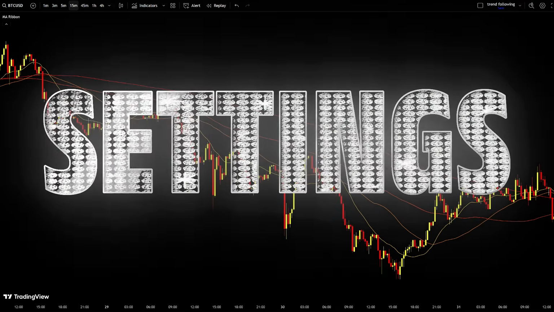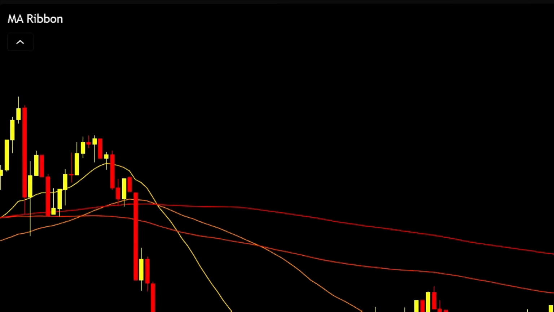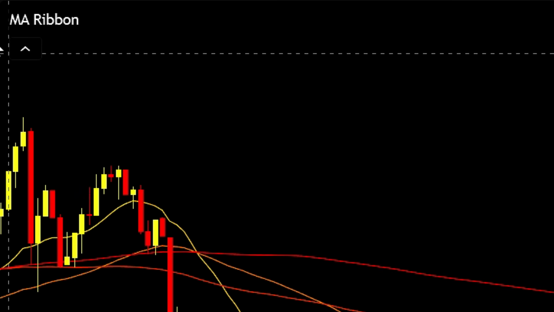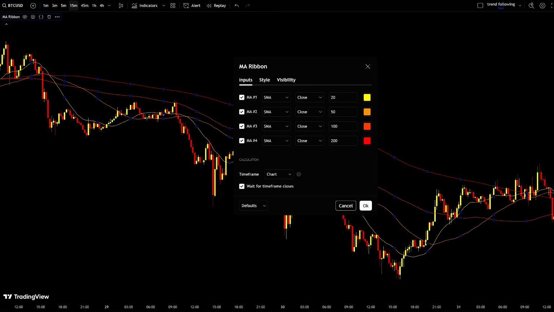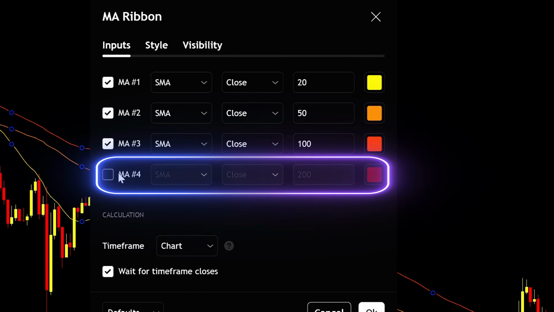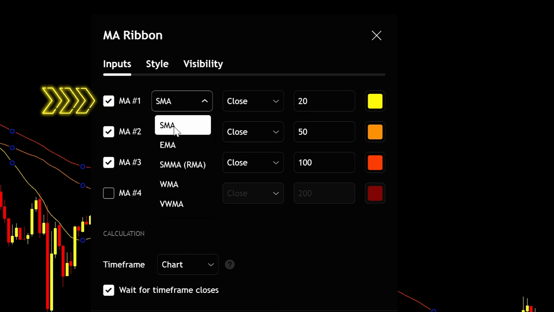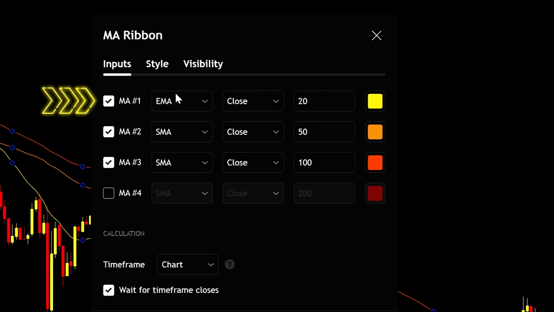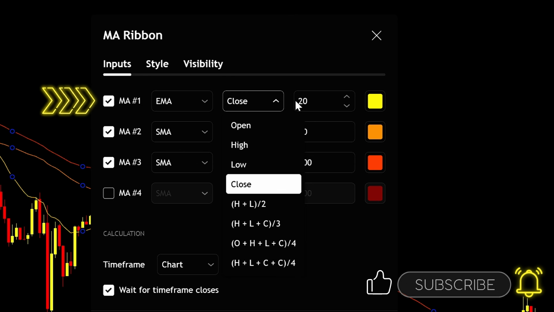For the important settings, we're going to go into the ribbon settings and change it to exactly what we need. We're only going to use 3 lines and they all have to be exponential moving averages, or EMAs. So make sure all 3 lines are set to EMAs. We're going to use the length 50 for all of them, but here's where we get specific. The first EMA should be calculated using the closing price of the candlesticks.